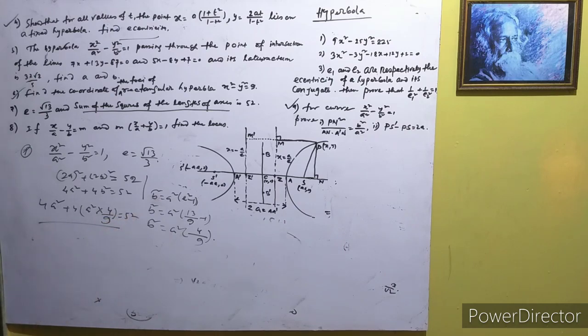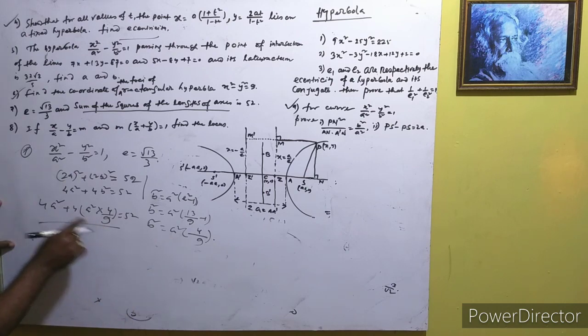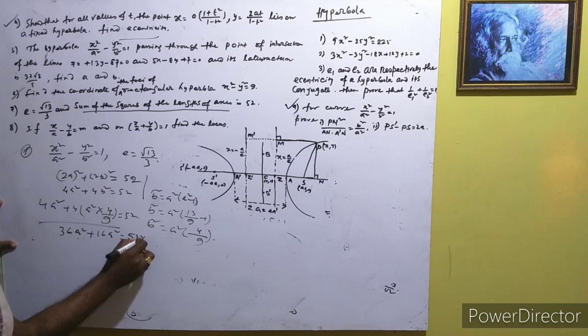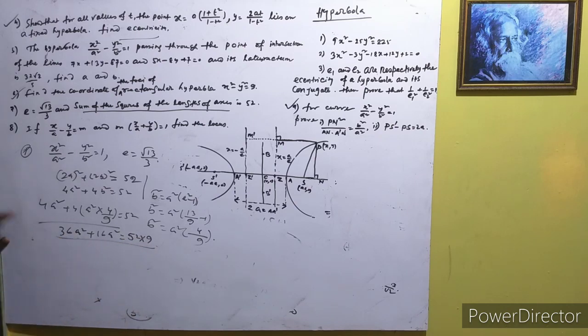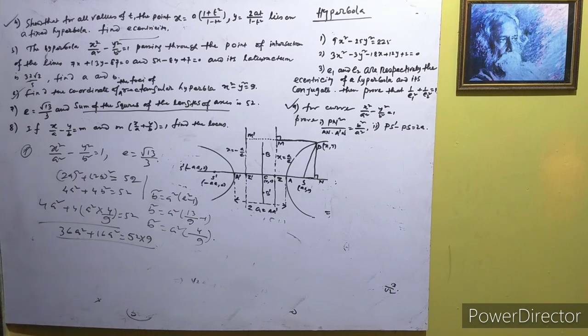So see carefully, easily you can find the value of a here, by putting the value of b square in this equation. Okay, see, 16 a square and 36 a square, and 25 into 9 here. So we can easily find the value of a, and also put the value of a here. We can easily find the value of b. Okay, this is your solution.